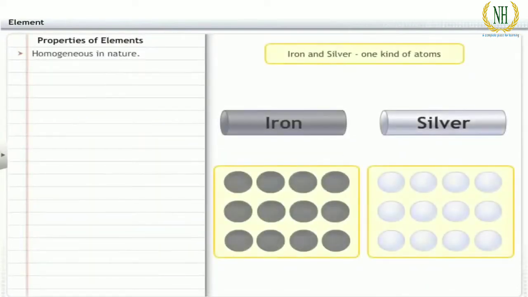Yes, they do have typical properties. Let's look at some of the characteristics of elements. An element is homogeneous in nature. It is a pure substance, made up of only one kind of atom. For example, iron and silver are made of only iron and silver atoms.